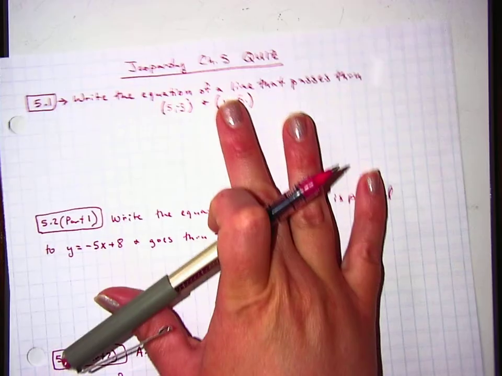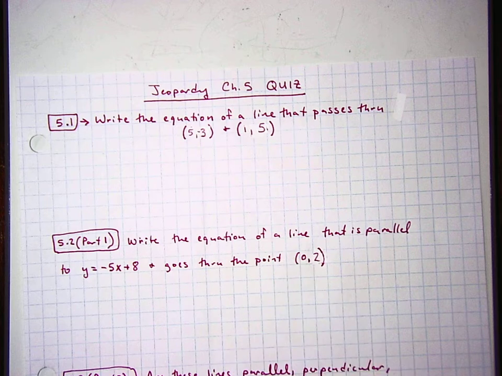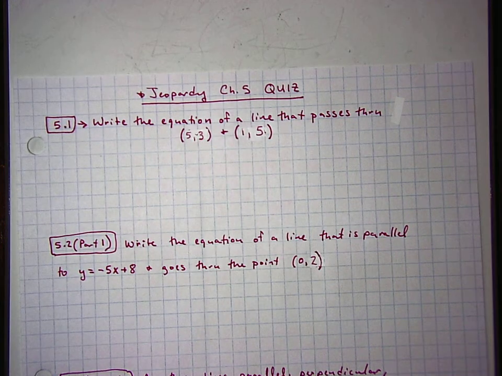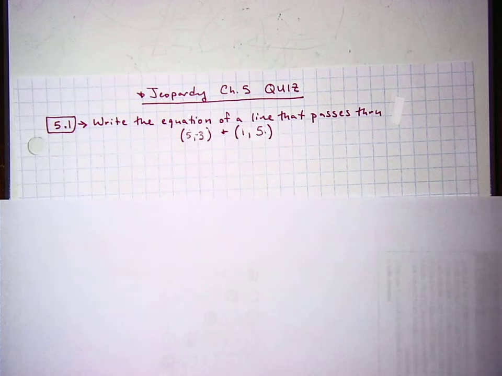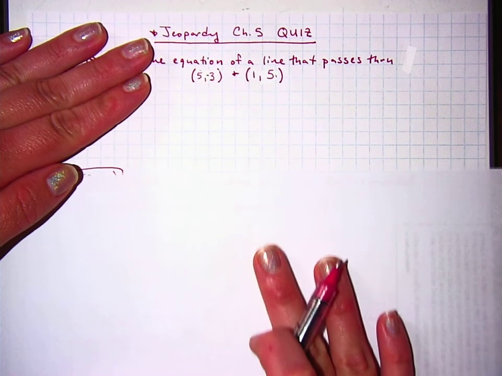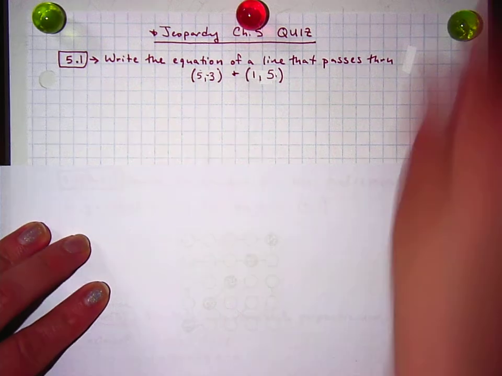All right, first question on 5.1 says, this is the Jeopardy game, write the equation of a line that passes through those 2 points. I'm only doing one question at a time. Go ahead and pause right now and try this question out yourself. See if you can do it. In just a second, I'll be doing it with you. So pause.